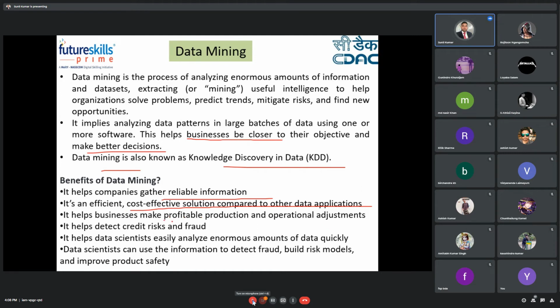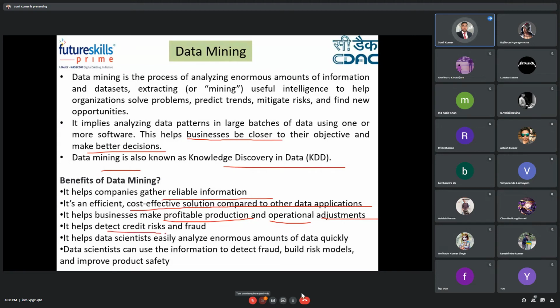It makes profitable production and operational adjustments. Why? Because everything is in front of you. Suppose you have checked your last month's record, and you have seen that 30% of employees are absent from their duties, 40% of employees are coming late, and 10% of persons are not doing their work on time. So what will it do? It will make you an operational adjustment. That means it will give you the real picture of your employees and their daily routine working.